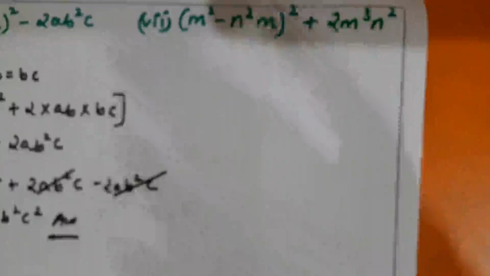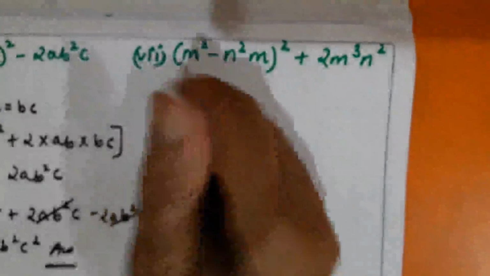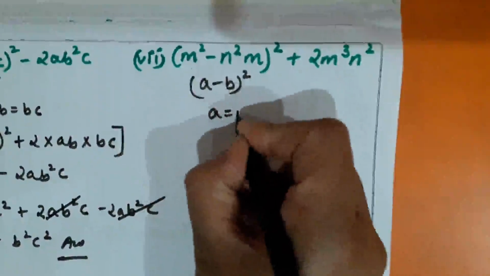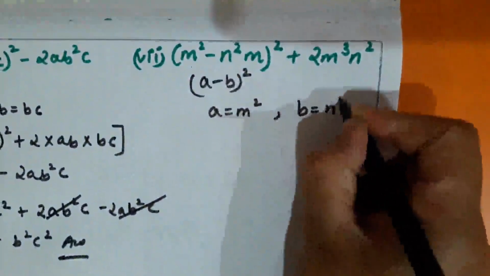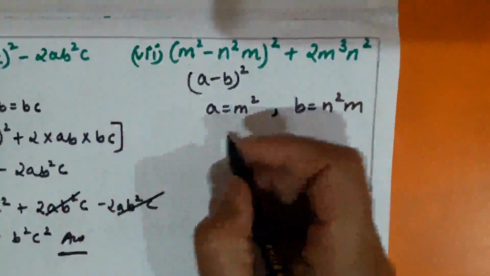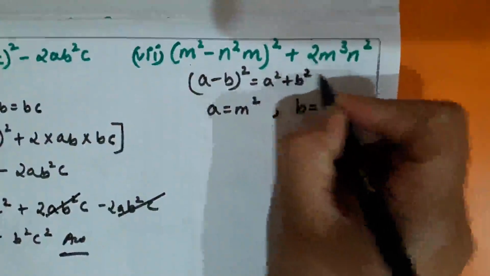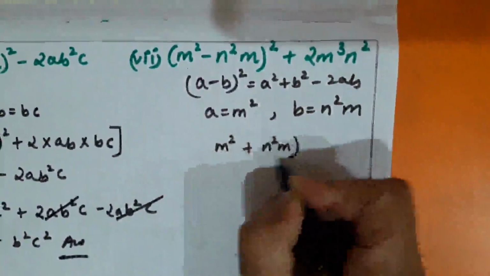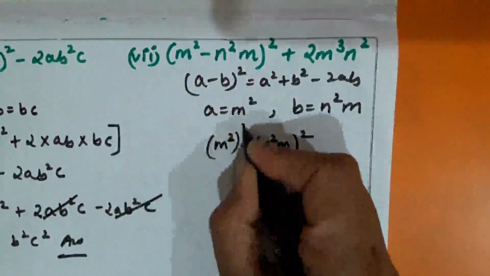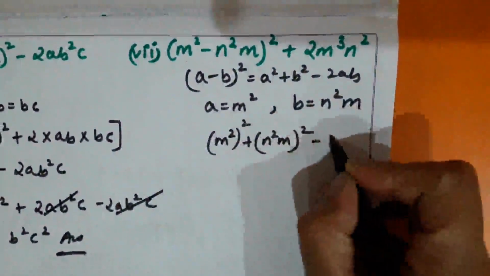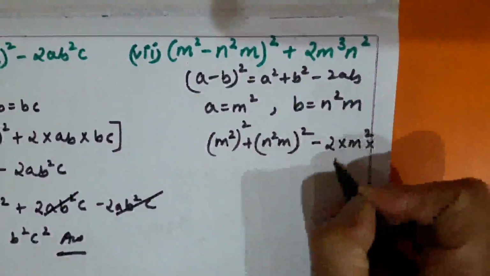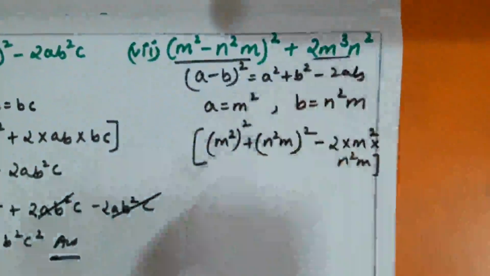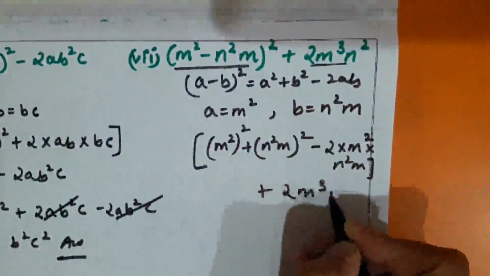Now the next part is part 7. So m square minus n square m. Here use a minus b whole square. A is m square here and b is n square m. So find out the expression. a square means m square, b square means n square m whole square. Now minus 2 into m square into n square m. So this will be this much. Now we also have plus 2m cube n square.